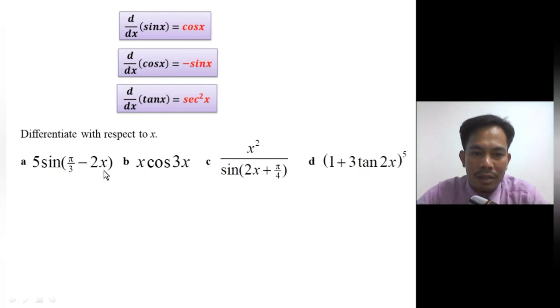Okay, next. You will notice now that the angles have a constant: pi over 3 minus 2x. And then I have cosine 3x. Again, there is a numerical coefficient of the angle x, which is 3. Over here also, there's a numerical coefficient of the x in the angle, which is 2. Also this one, there's a numerical coefficient of x in the angle 2x.